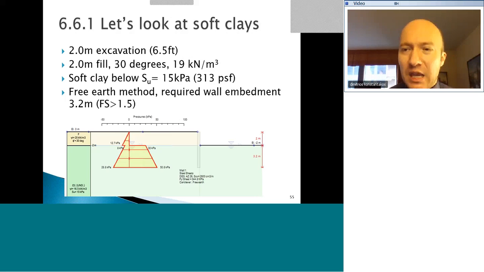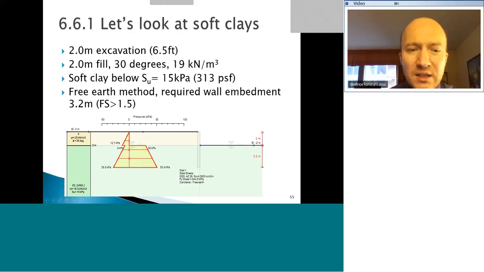And now we're going to look at the infamous 2-meter excavation, 6.5 feet, 2 meters of fill, 30 degrees, 19 kilonewton per cubic meter. So, you know, we have to have a balance between the metric and the imperial world. So that's like 120 pounds per cubic foot roughly. And below that, we're going to have a soft clay with an undrained shear strength of 15 kPa or 313 pounds per square foot. We're going to do the free earth method, and based on where we find the wall moment to be 0, we're going to require a safety factor of 1.5 based on that.